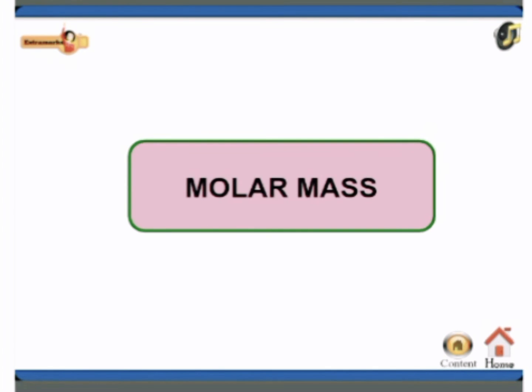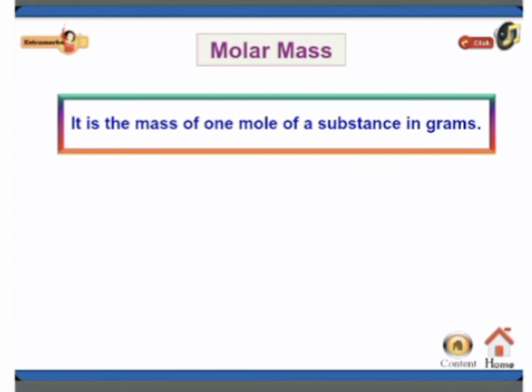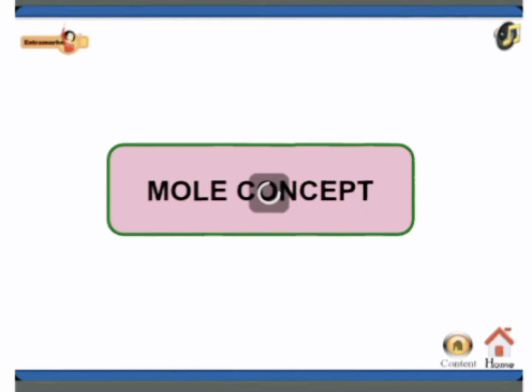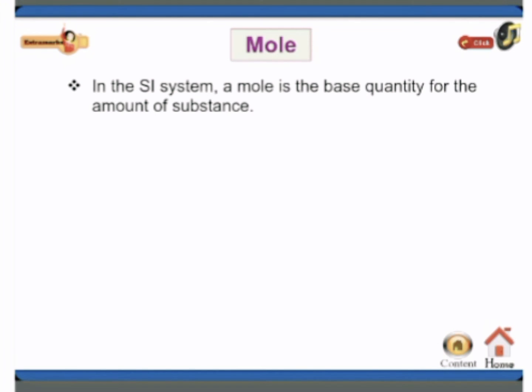Molar mass. Molar mass is the mass of 1 mole of a substance in grams. Mole concept. In the SI system, a mole is the base quantity for the amount of substance.